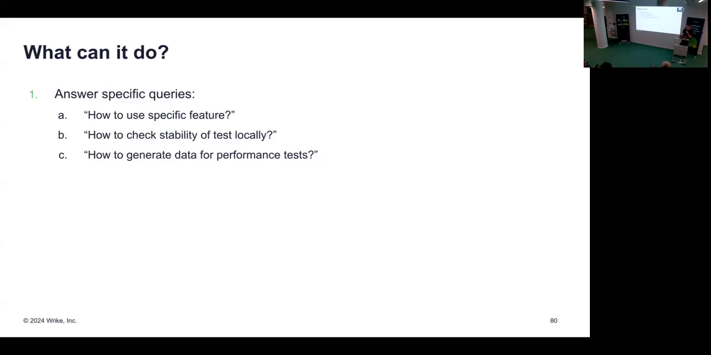And if you have some information in wiki articles about test stability, Vertex AI will find it. And the same for source code. For example, if you have some source code for data generation, Vertex AI will understand it from the context of the class and return the results.